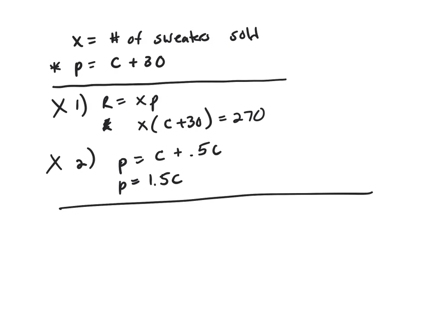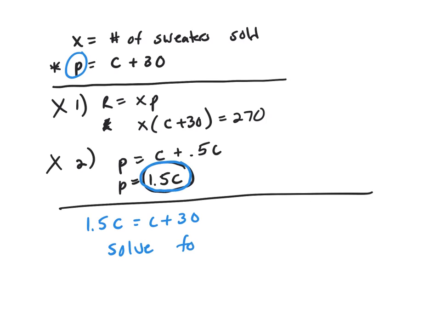So we can take price, which is, let me change colors, price, which is 1.5C, and plug it in there. So I have 1.5C equals C plus 30. And I can solve this for C. I'm not going to take time to do it because we don't have to. Solve for C, but we could. And then substitute that number in there, and you can solve for X. So if you put both clues together, it works. Answer is C.